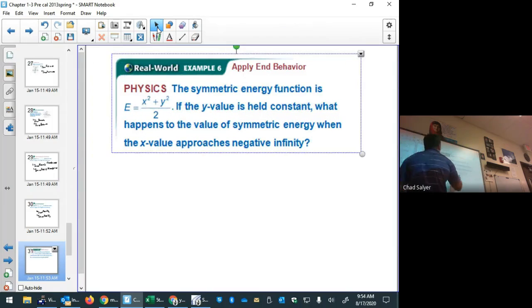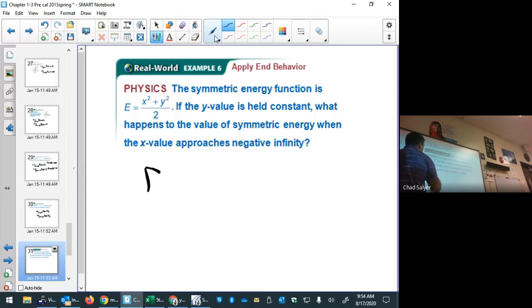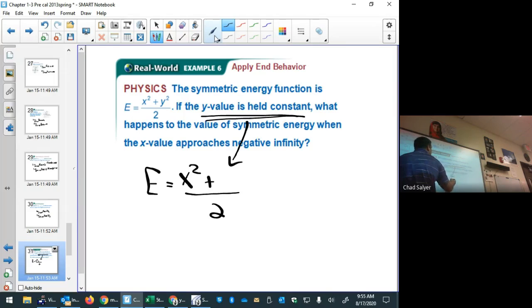So here we have the symmetric energy function. E equals x squared plus y squared over 2. Y value is held constant. And what happens to the value of symmetric energy when the x value approaches negative infinity? So this y value is held constant means effectively I can plug in any constant value. I'll just plug in 1. And it won't make any difference.